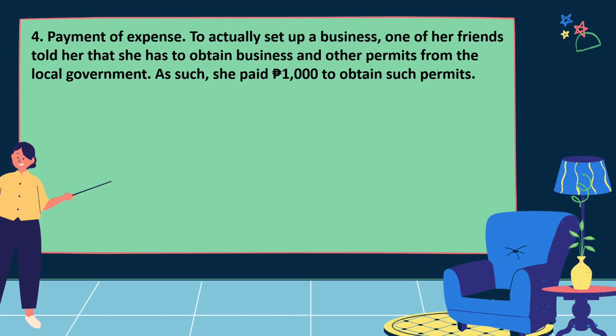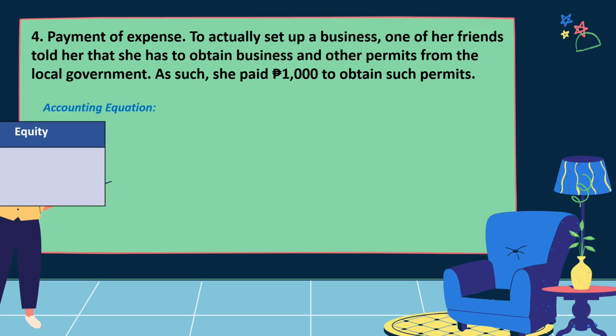Okay, sa fourth transaction, payment of expense. To actually set up a business, one of her friends told her that she has to obtain business and other permits from the local government. As such, she paid 1,000 pesos to obtain such permits.